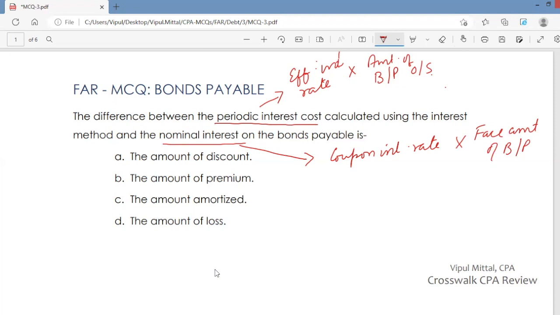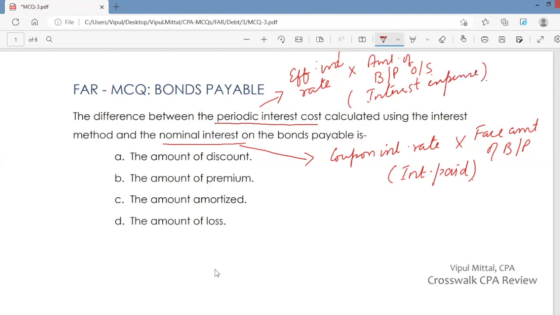Periodic interest cost is the amount that is recognized as an expense. This amount is paid, this is interest paid, and this amount is interest expense. Now, what is the difference between these two?